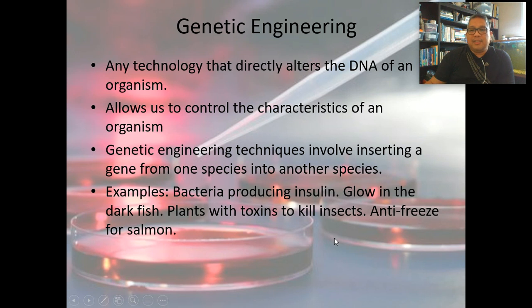So this solves a lot of problems, because when insects attack plants, obviously that will mean less production for farmers, more cost for farmers, right? Loss of income for farmers, and so this is a good thing. Antifreeze for salmon. So think of the benefits, right? Think of the benefits. You can breed them. You can allow them to spawn maybe even during winter, right?